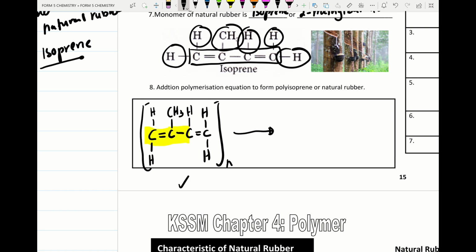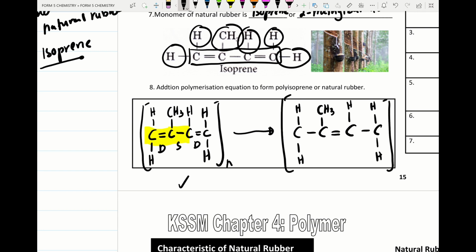Right, the monomer of natural rubber, so we draw like this. Here the double covalent bond, we make it single. Here the single covalent bond, we make it double. So I put double here. Here the double covalent bond, we make it single covalent bond. And the rest we follow what we see in the monomer. So here hydrogen, here CH3, here hydrogen. Here I put hydrogen, here I put hydrogen. So I open bracket, close bracket, put the symbol n here. So I draw the structure like this. This is the polymerization equation to form polyisoprene, or natural rubber.